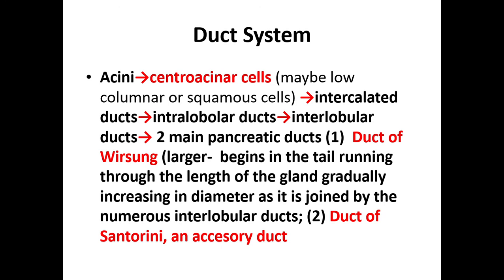Now, the duct of Wirsung is found in larger glands, beginning in the tail, running through the length of the gland, gradually increasing in diameter as it is joined by the numerous interlobular ducts. We have the duct of Santorini, but this duct is an accessory duct. So the main duct system of the gland is the duct of Wirsung.